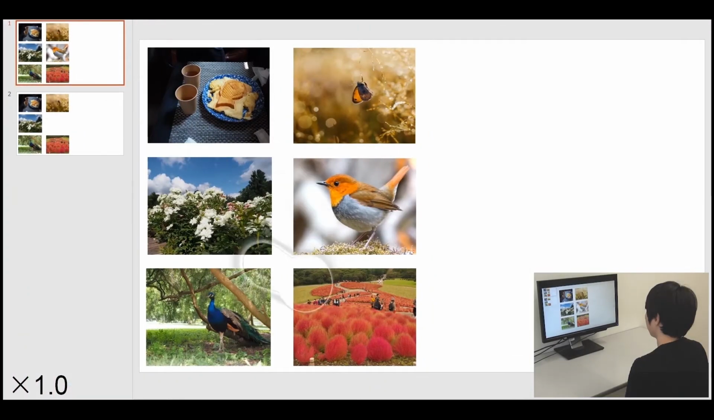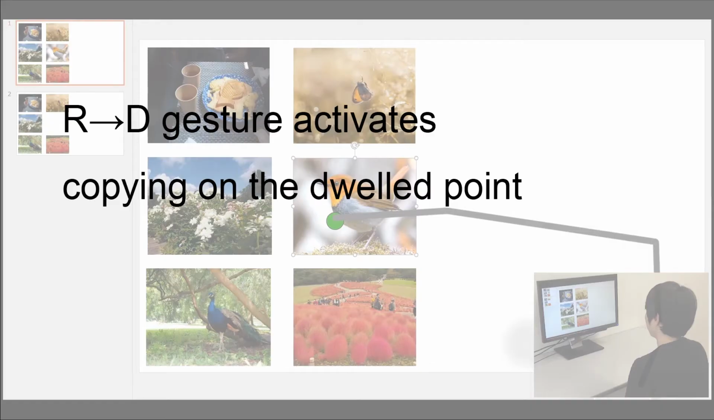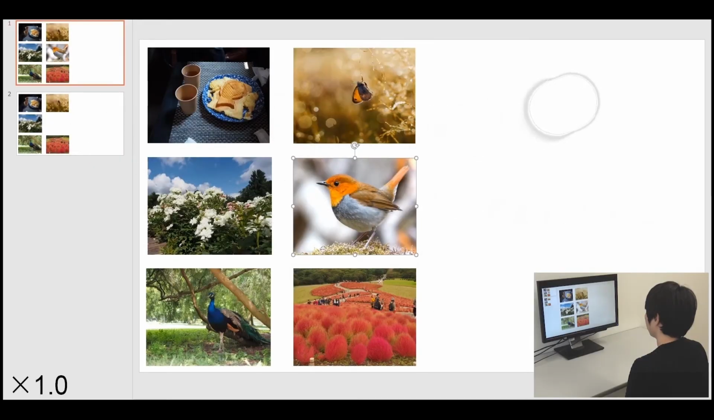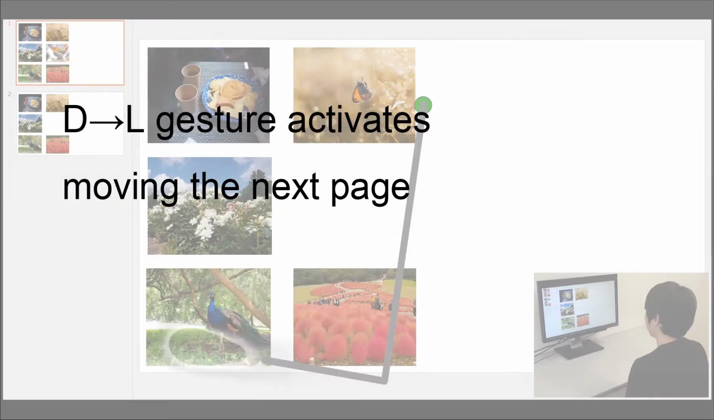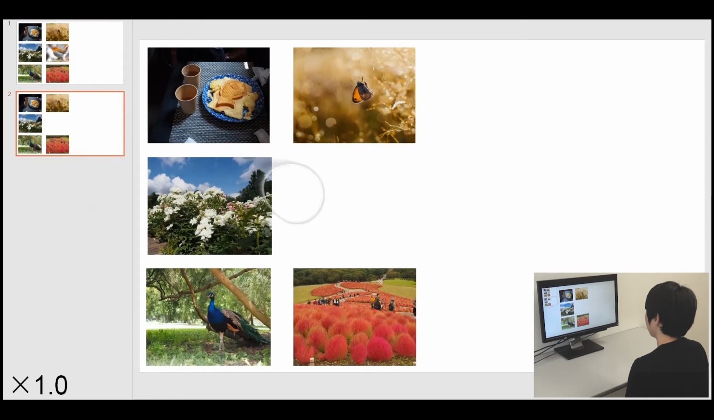If the user's dwell has been detected on an object, a command is activated on the object, for example, opening a file or copying an icon. If the user's dwell has been detected outside an object, a command for the whole window is activated, for example, switching the foreground window, moving the next page, or pasting the copied object.